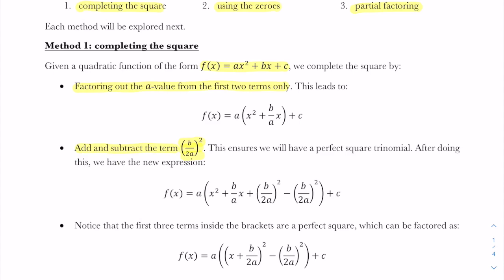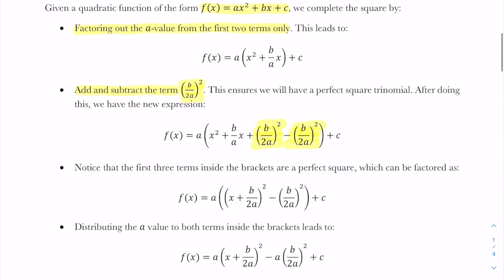So look at the line below here. I'm going to highlight what we did. We added the term b over 2a squared, and we also subtracted the term b over 2a squared. That's what's different from the first line to the second, but once again notice, because we're adding and subtracting the same thing, we're effectively adding 0. And that's allowed in mathematics because it doesn't change your overall expression.